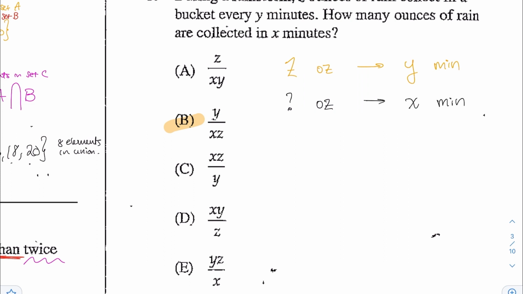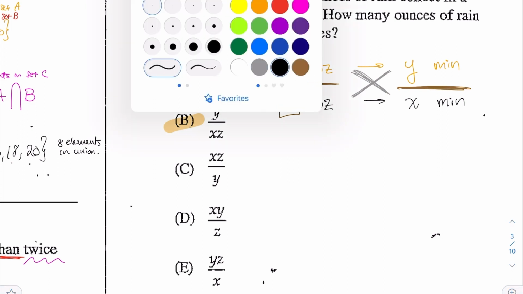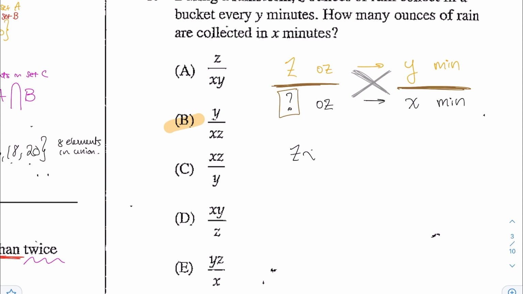So here you can use unit rates or you can also use a proportion. So let's use the proportion method here. And instead of a question mark, you can just put that in a box or something. But either way, you would want to cross multiply because the units do line up. So you'll have z times x is going to be equal to y times the question mark box. And to solve for the question mark, you're going to have to divide both sides by y. So the answer will be z times x divided by y.